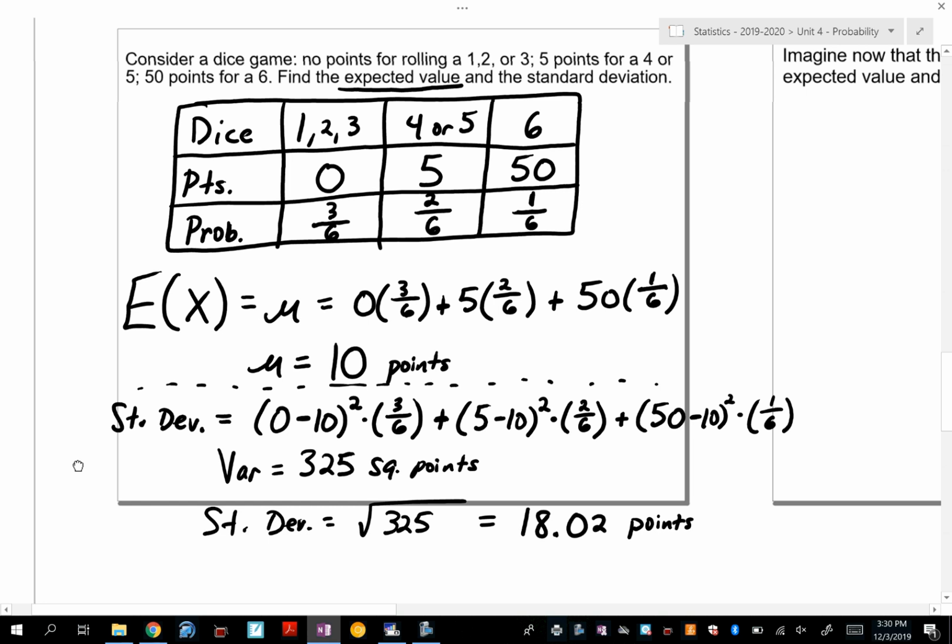Okay, now, the standard deviation of 18 points, that's fairly high, and I think somebody noticed there was a big jump here. That big jump from 5 to 50 is what's driving this massive variability. So 18 points is a fairly high standard deviation, and that makes sense because we have such a big point value for rolling the 6. Any questions on finding this stuff?